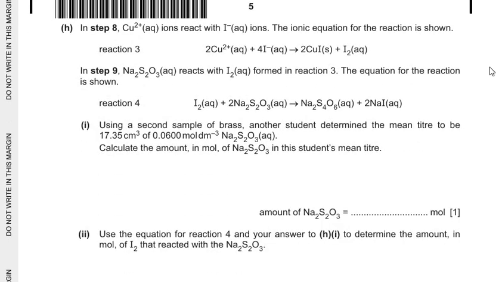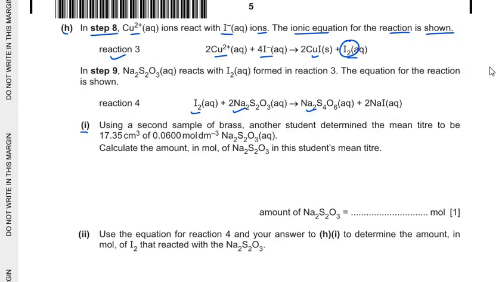The next sub question here, H, is in step 8, copper ions react with the iodide ions and the ionic equation for the reaction is shown. So here is reaction 3, copper ions reacting with the iodide to form copper iodide and iodine, and in step 9 we titrate with the help of starch indicator. So here sodium thiosulfate is reacted with the iodine formed in reaction 3 and we get the titration reading.